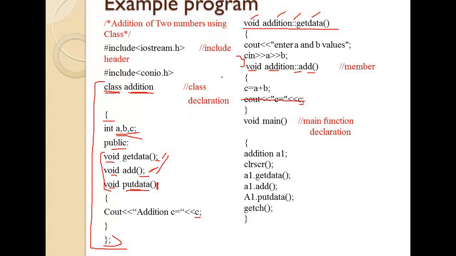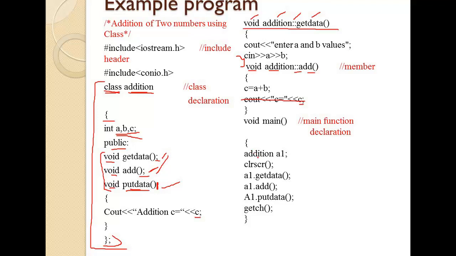Two functions I have defined outside the class declaration part, and one function I have defined inside the class declaration part. So now I need to go for the main function. After the whole program is finished, finally we come to the main program. Inside the main program, the first thing is I need to create the object. Why? Because the class members can be accessed using the object of a particular class.